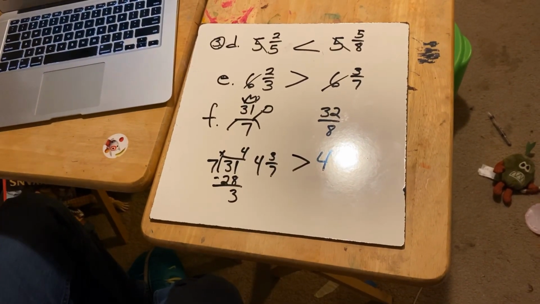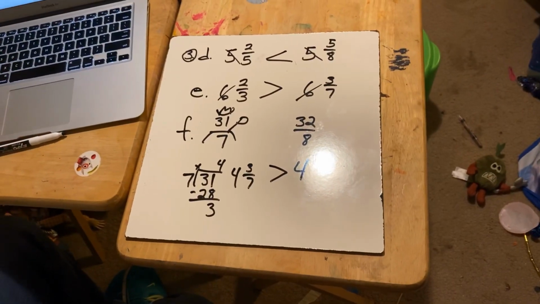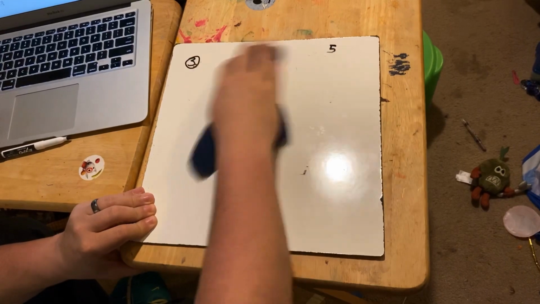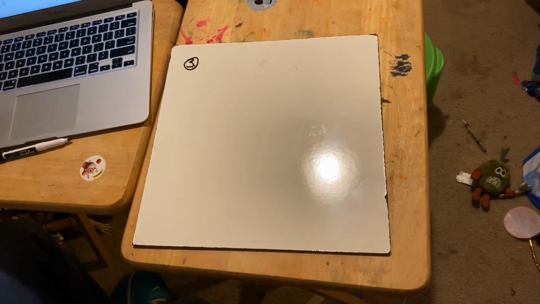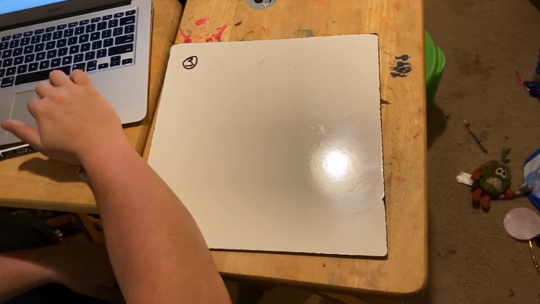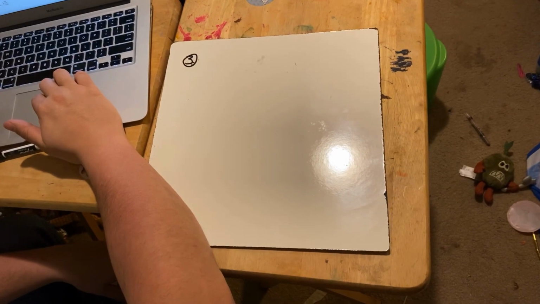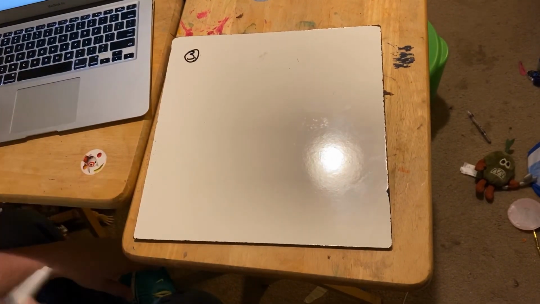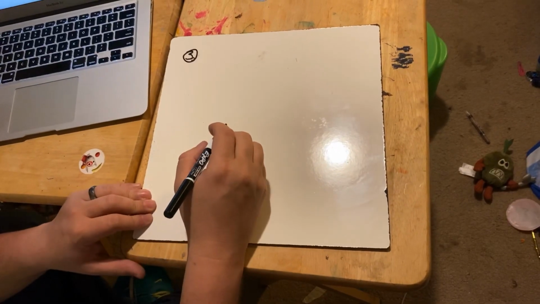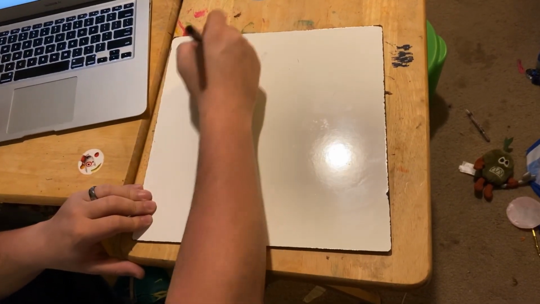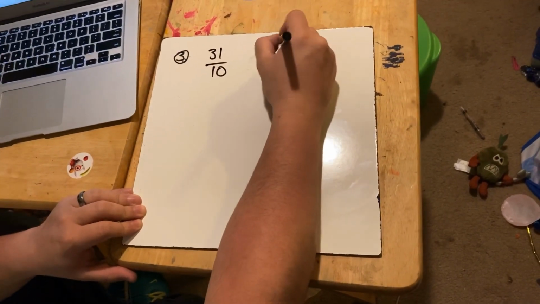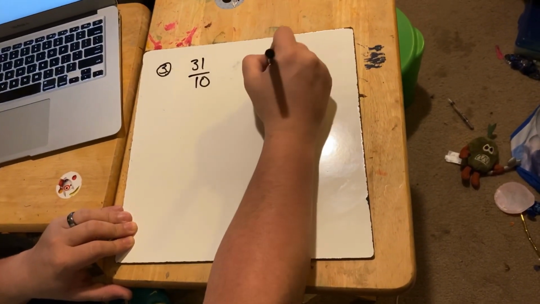Okay. While I'm erasing that, you can pause this. I'm just going to erase this real quick. We're almost finished with this worksheet. We've got 31/10 and 25/8.